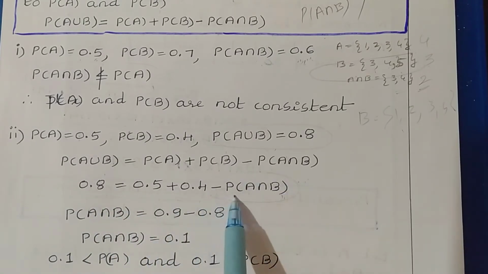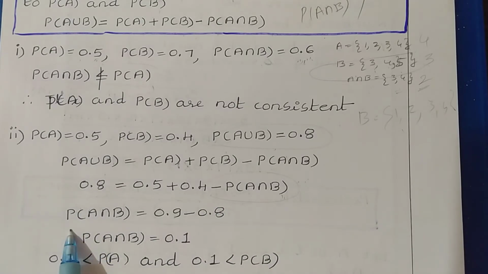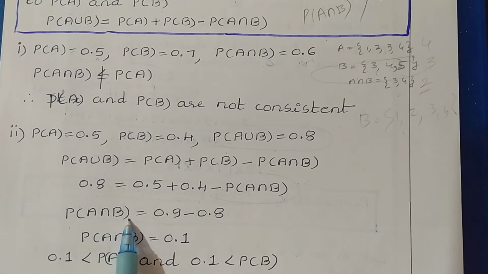Now let us take this to left hand side. So we have here plus probability of A intersection B is equal to 0.9. Let us take this to this side, minus 0.8.